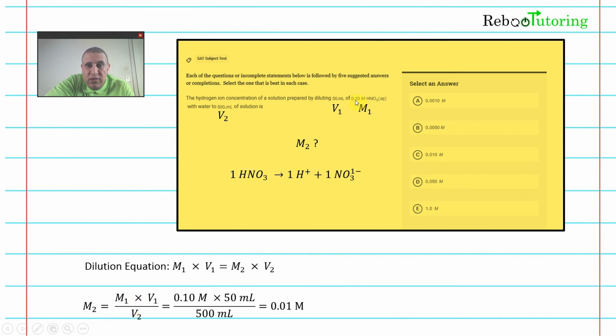so M1 was 0.10 molarity, goes right there, times the V1, which is the 50 milliliters, goes right there, divided by the V2, which is the 500 milliliters, goes down there, and you enter all these numbers into your calculator, and you're going to get 0.01 molarity, and the answer is going to be C.